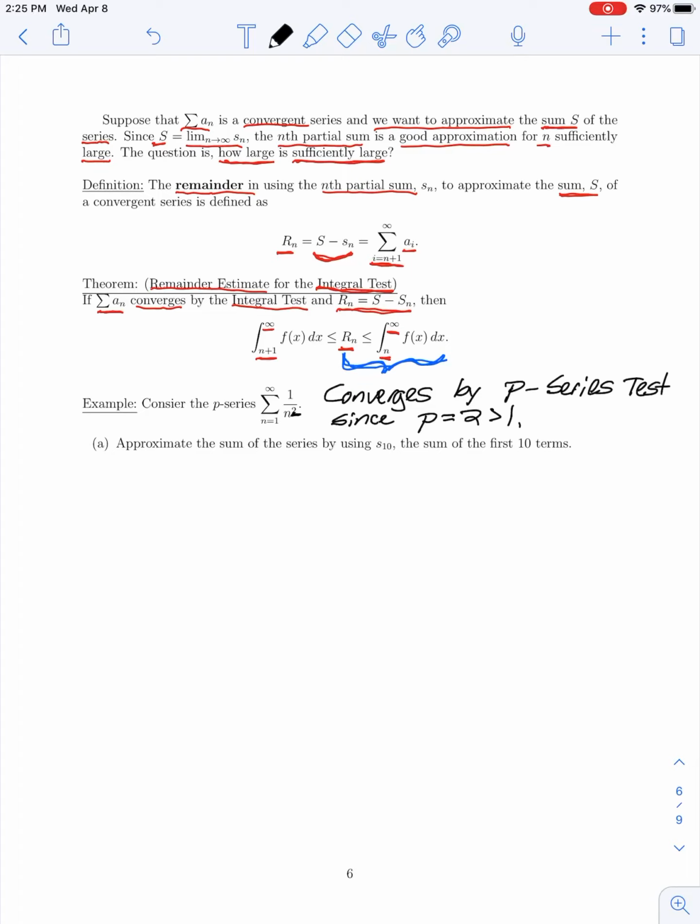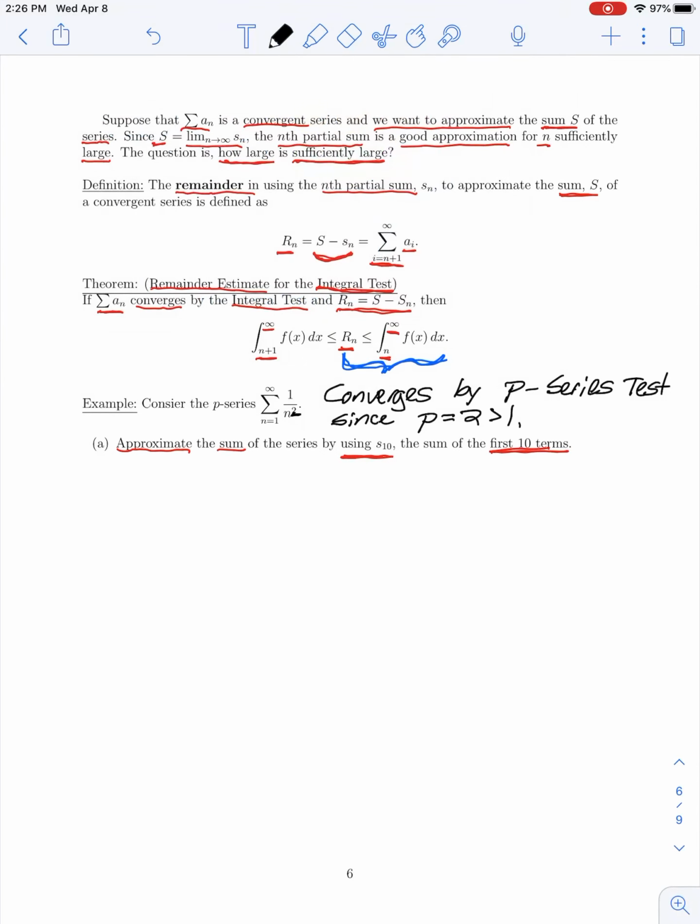So I know it converges with a sum that we're going to call capital S, but since this series is not geometric and it's not telescoping, we don't know how to actually find the sum. So in part A of this example, we are asked to approximate the sum of that series by using S10, that is the 10th partial sum, or the sum of the first 10 terms of that series.